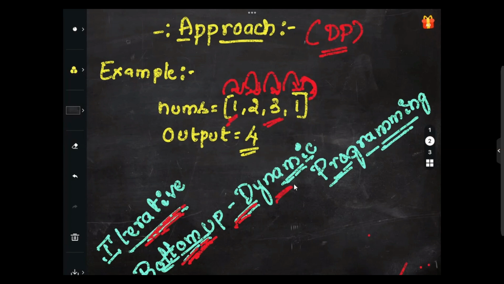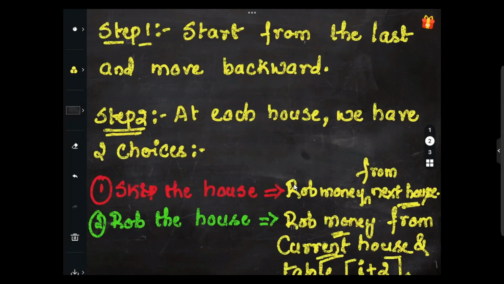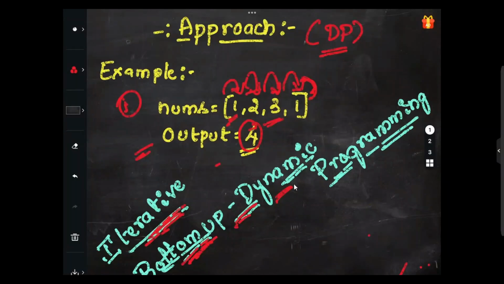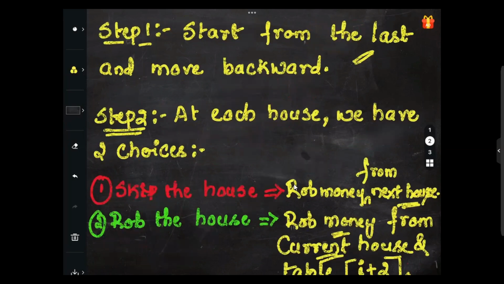So I have considered the same example, the first example that they have given in the question. You can clearly see 1, 2, 3 months they have given, and the output has to be 4, right? So we saw how we got the output 4. So step 1, what we will do here, we will start from the last, we will be moving backward. That is what I meant by bottom up dynamic programming. We will be starting from the end, the last one, and moving backwards. So that's what they have given here.